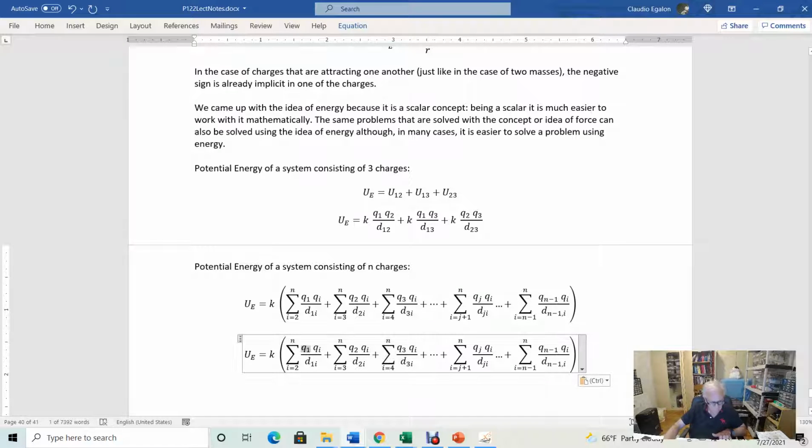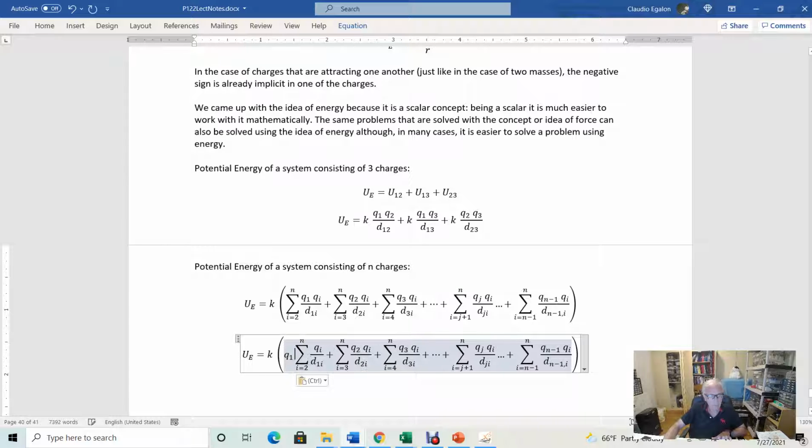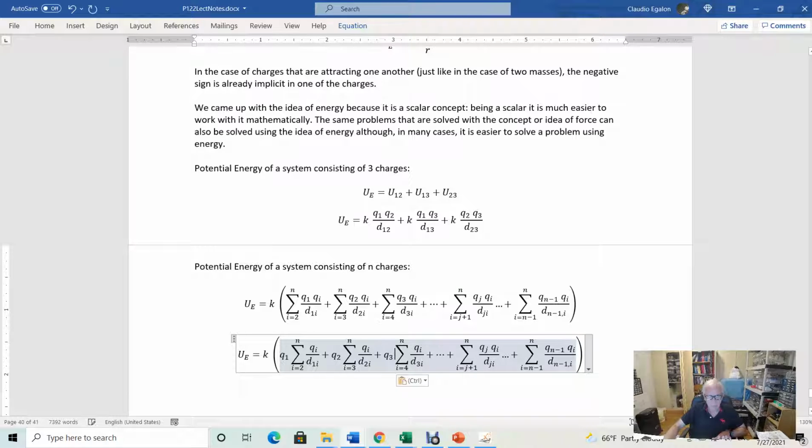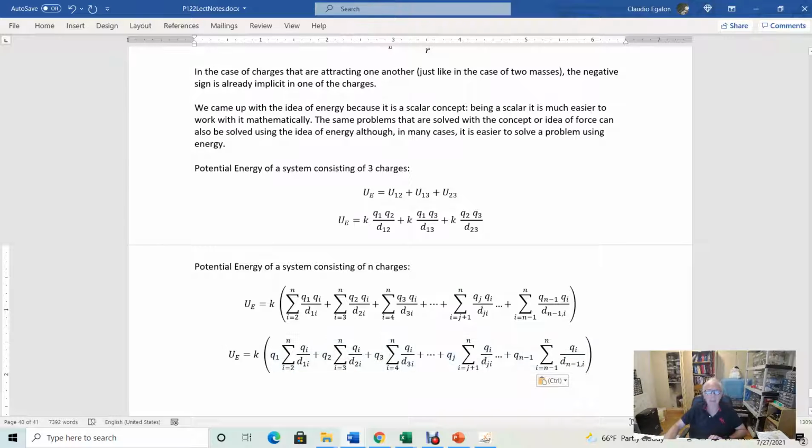I can get this Q1 out. I can get this Q2 out. I can get this Q3 out. I can get the Qj out. And I can get the Qn out. We don't even need the Qi there because it's just one term, but let's keep it anyway. And then you can practice that for 4 charges, 5 charges, see if this relation is correct or not, okay?